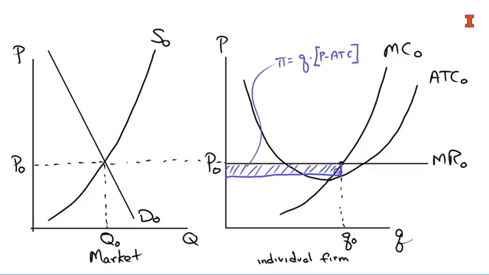And so the next question is, what about the long run? We know this is a short run equilibrium. What about the long run?